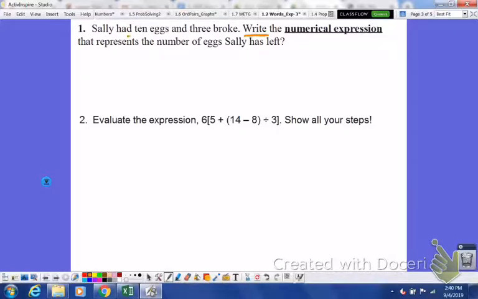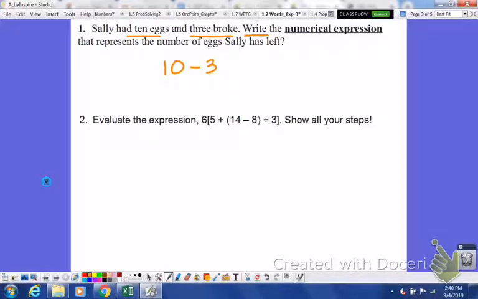So she had 10, 3 broke. Well, what happens if 3 broke? She lost them. So that would be subtraction. So 10 minus 3, that's all you have to do there. Okay, number 2, evaluate the expression. Show all of your steps.